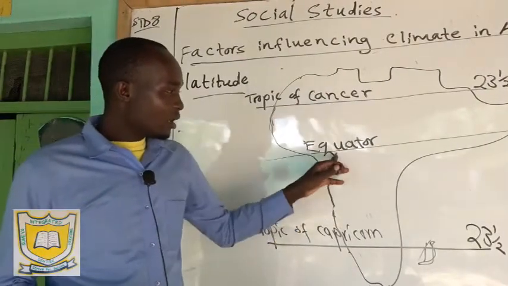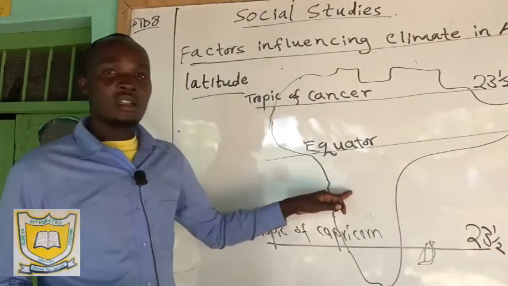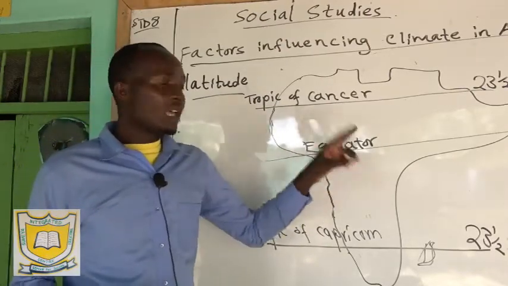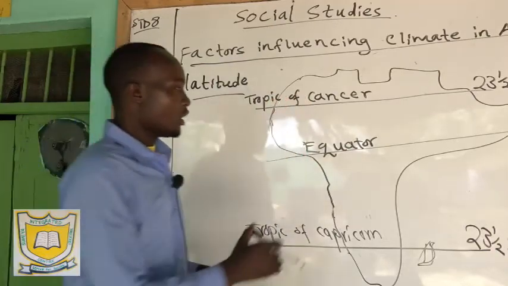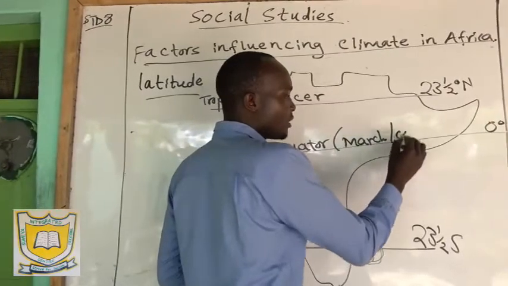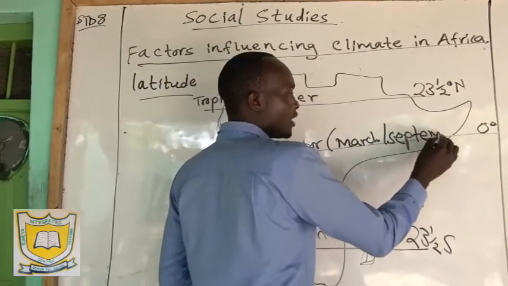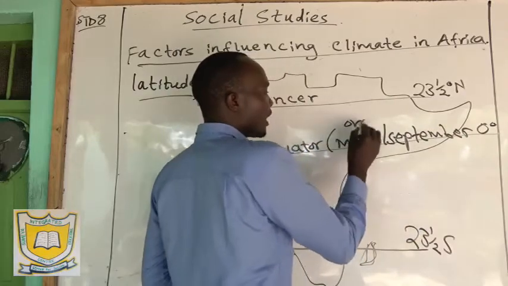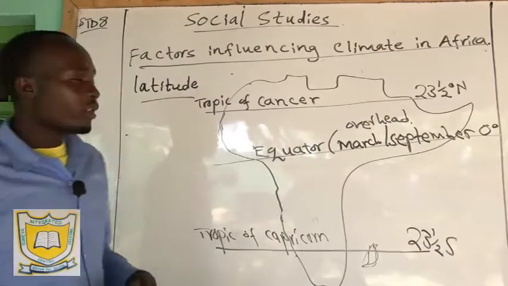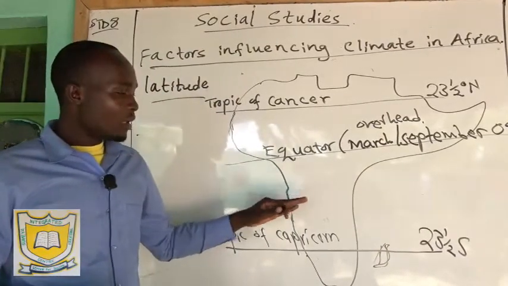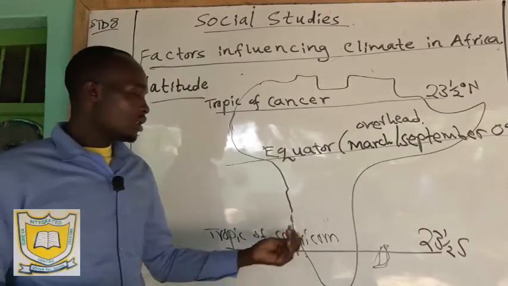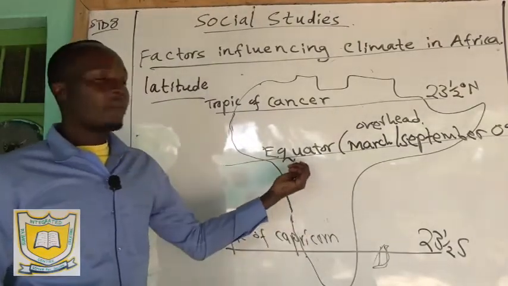Places that are near the equator receive warm conditions because we have the overhead sun here two times. When you come here in the month of March and September, the sun is overhead here. So it is very warm along the equator line. That's why we say the places near the equator are very warm. They experience high temperatures because of the overhead sun.